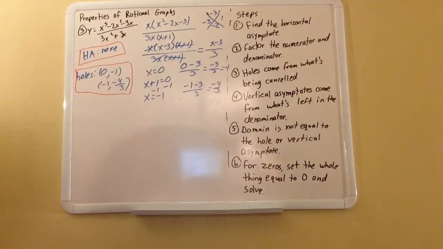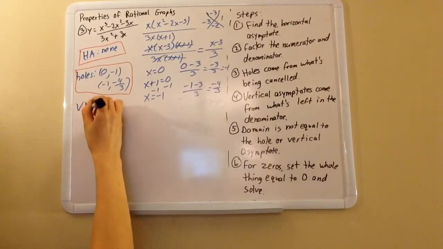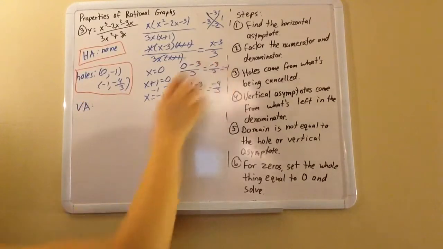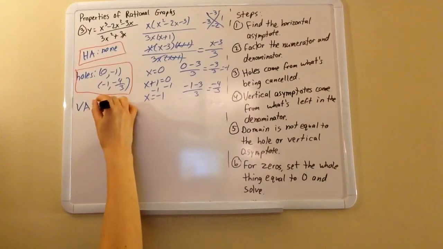Now I'm looking at my vertical asymptotes. Remember, vertical asymptotes come from what's left. What's left is the 3. So can 3 equal 0? No, it can't. So that's why we don't have any vertical asymptotes on this one.